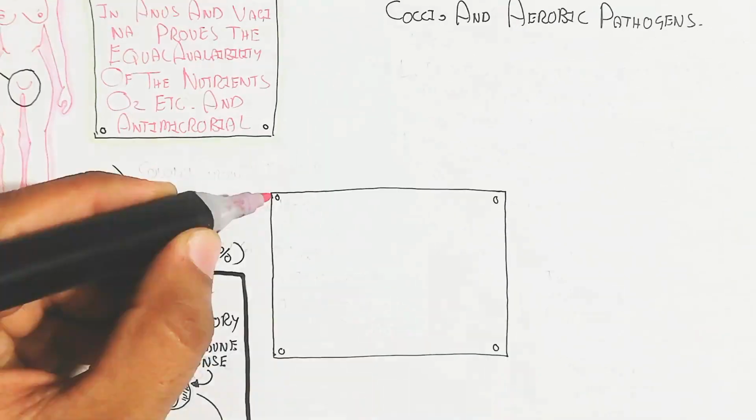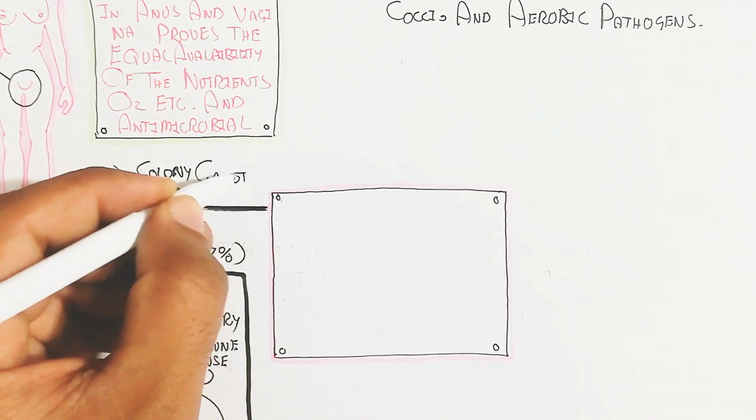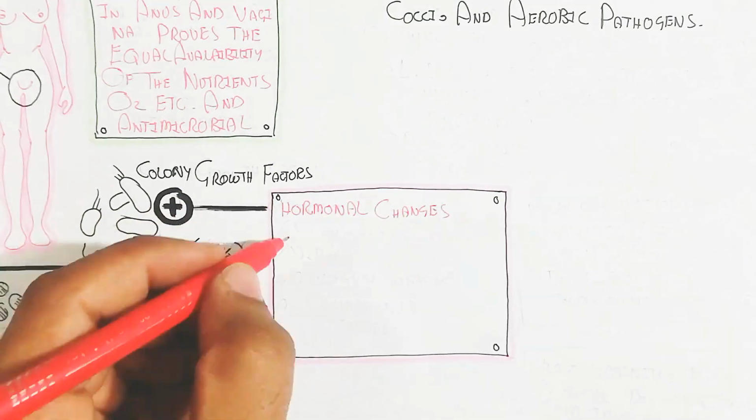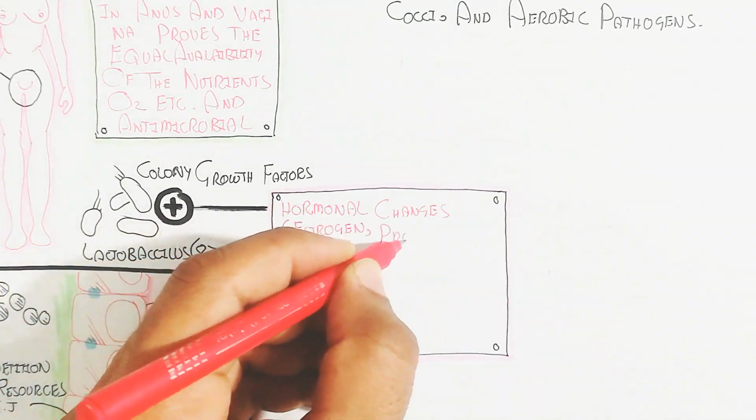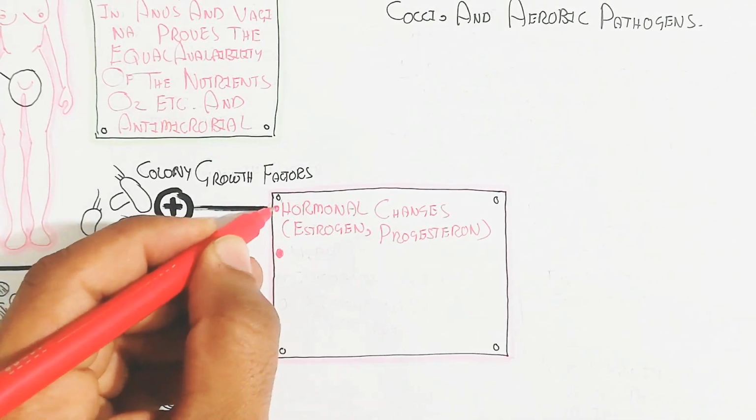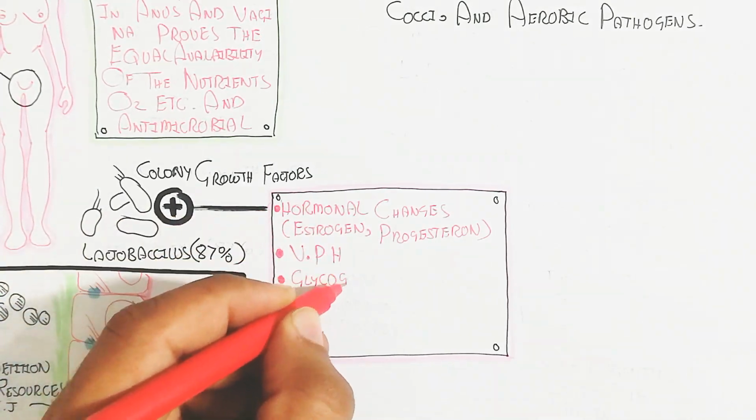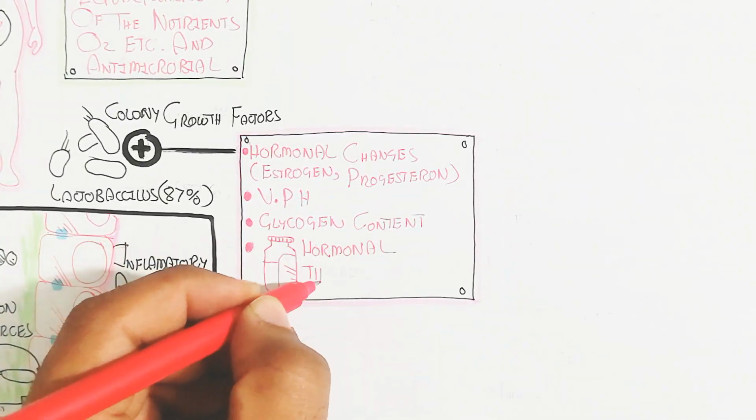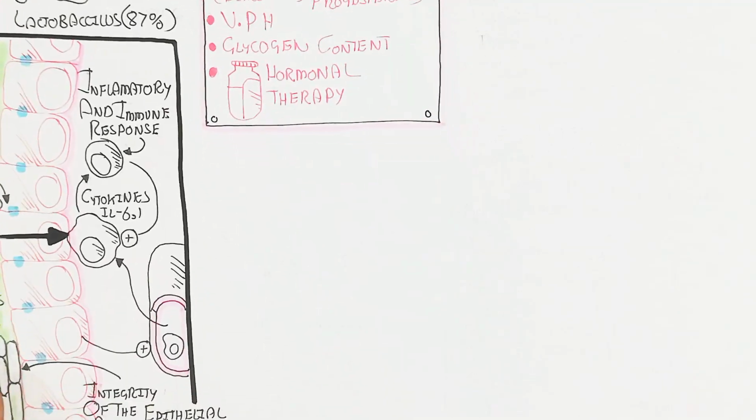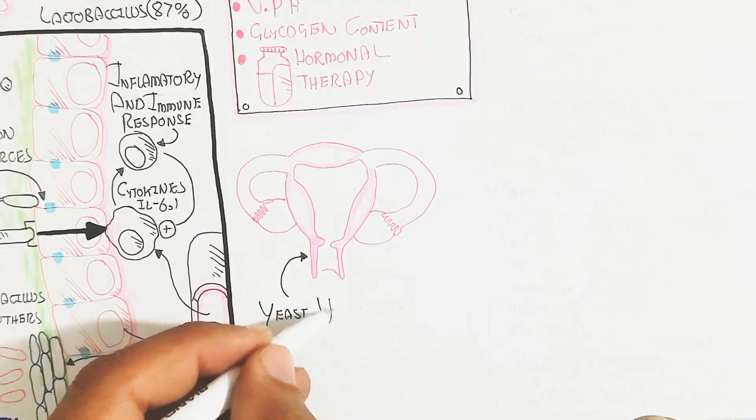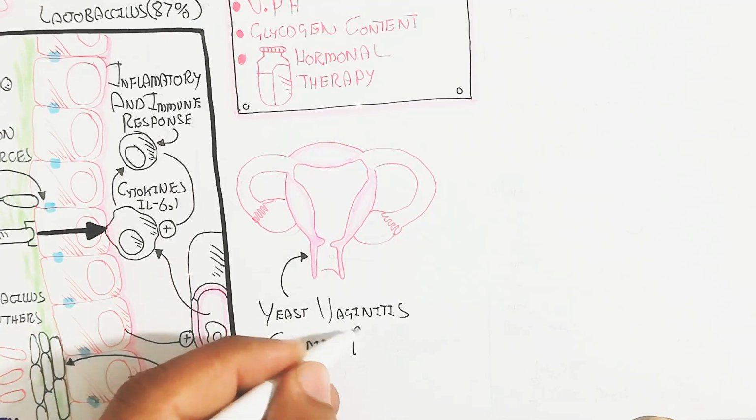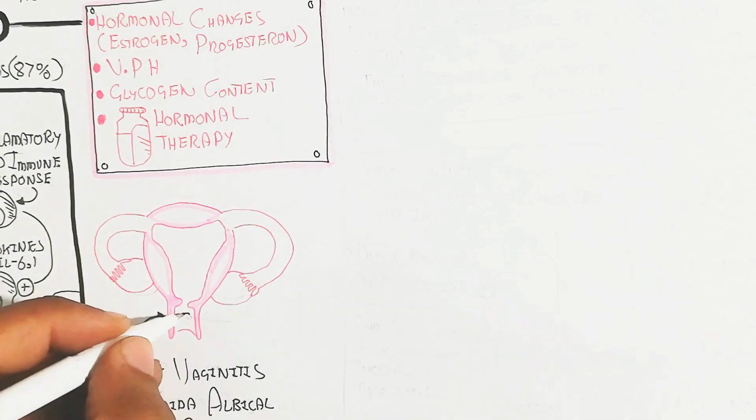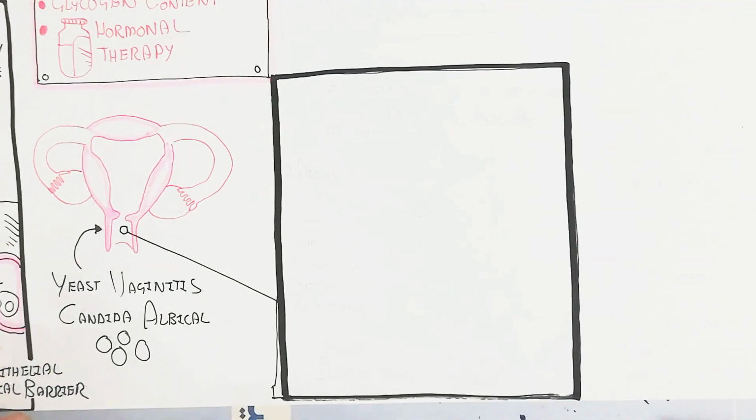Lactobacillus makes up 87% of the bacteria present in the vagina, and the colony growth requires hormonal changes; estrogen and progesterone are important, while the vaginal pH due to the lactobacillus ultimately increases or decreases glycogen content and the hormonal therapy. Whenever the glycogen decreases or increases, the lactobacillus will increase or decrease on the basis of the glycogen. When decreased, the pathogenicity will progress, like yeast vaginitis, Candida albicans.